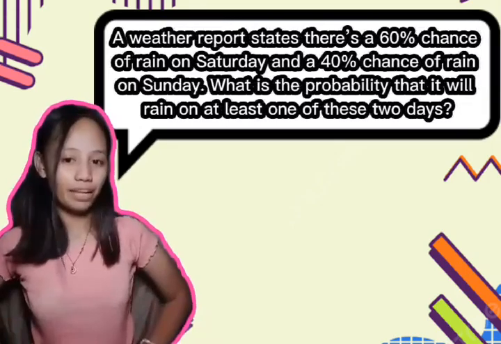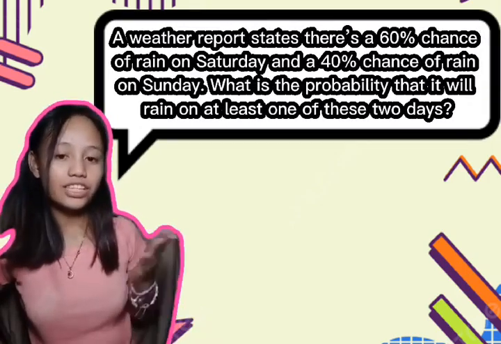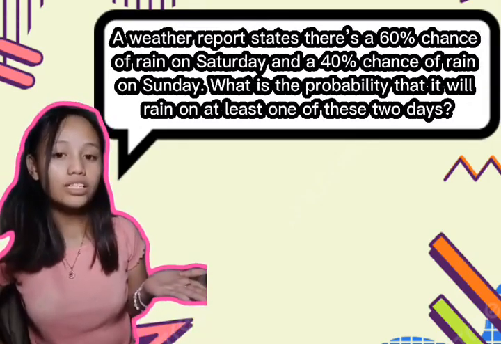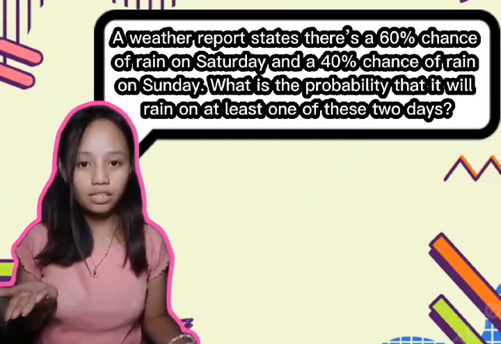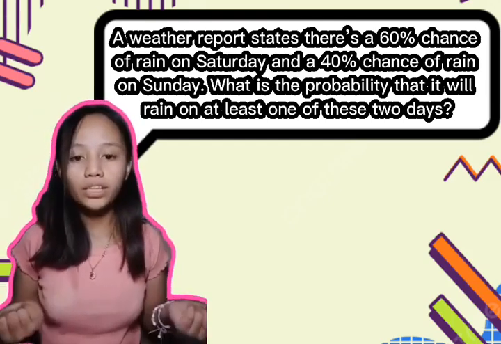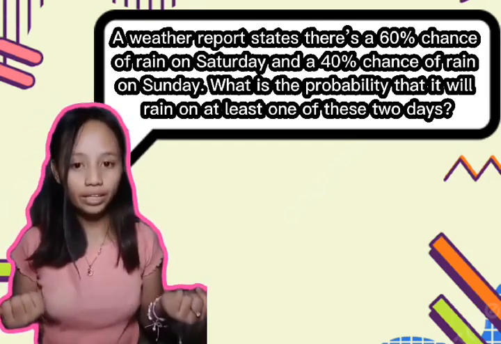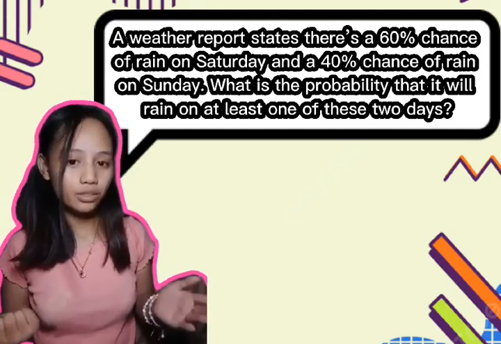So here's our given problem. The weather report states that there's a 70% chance of rain on Saturday and a 40% chance of rain on Sunday. What is the probability that it will rain on at least one of these 2 days?